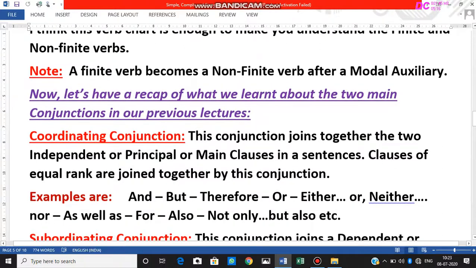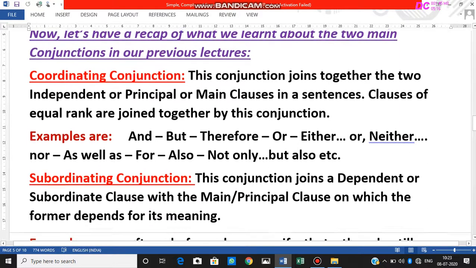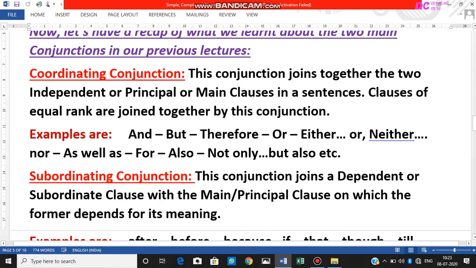Now let us have a recap of what we learned about the two main conjunctions in our previous lectures. There I have enlarged upon these two conjunctions in detail, and I have given so many examples. If you try to go through that video once again, and I recommend you do, you will understand them fully well.